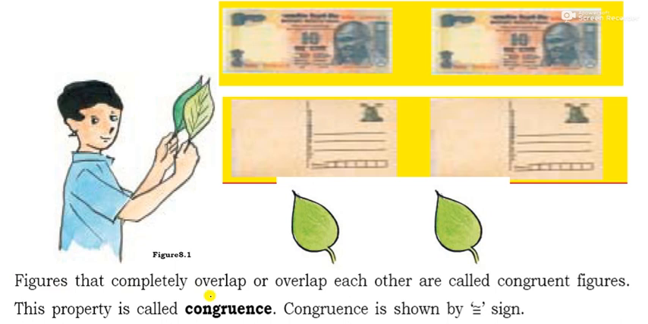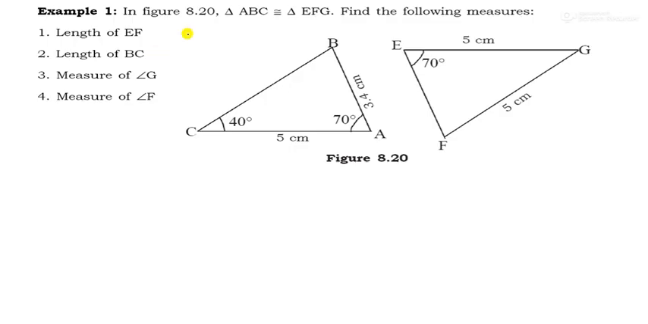So figures that completely overlap each other are called congruent figures. The property is called congruence, and congruence is shown by this symbol. You can make it very easily like this. It is the symbol of congruence. So you can prove any question. So use this sign. Come to the questions.